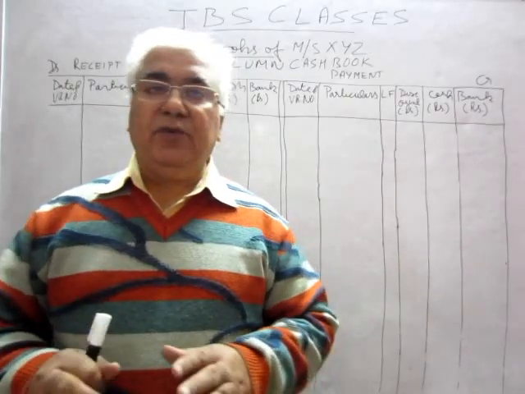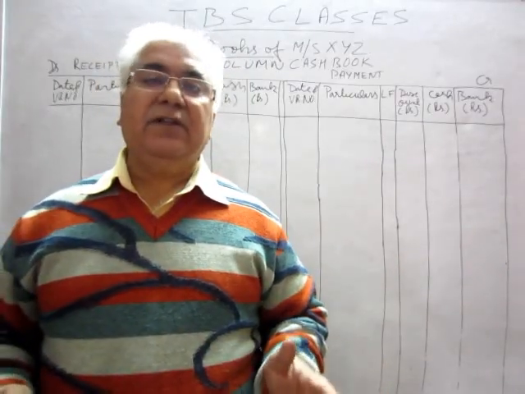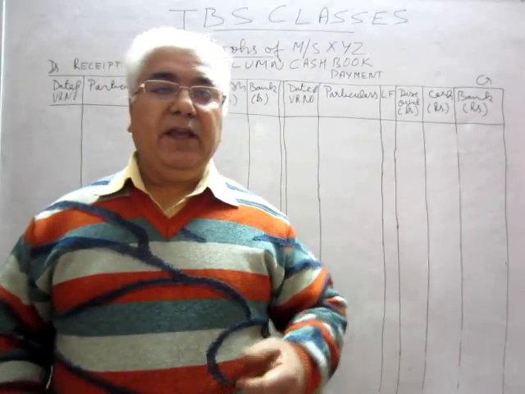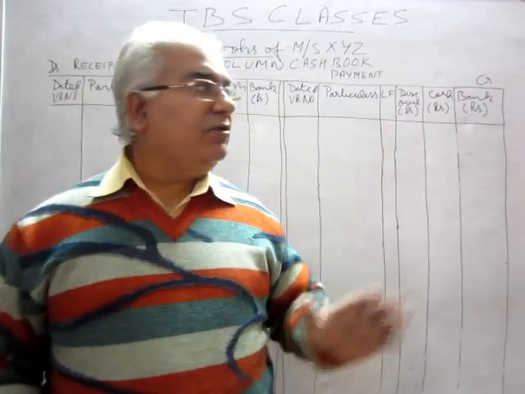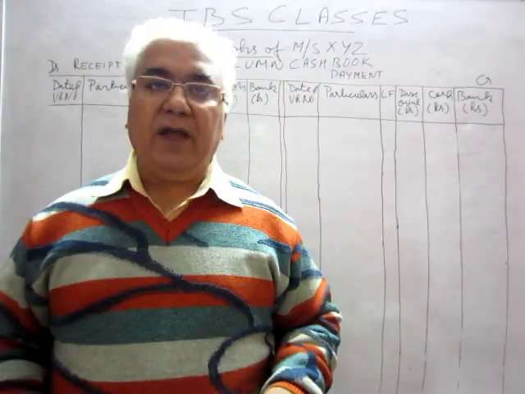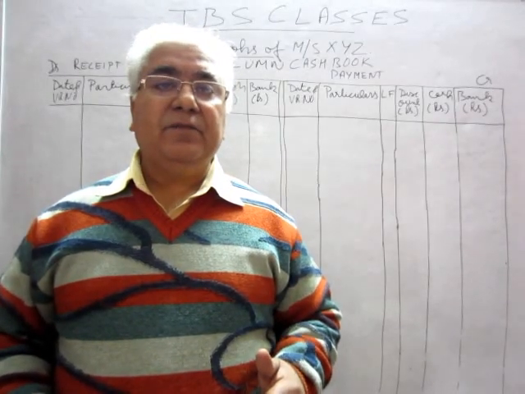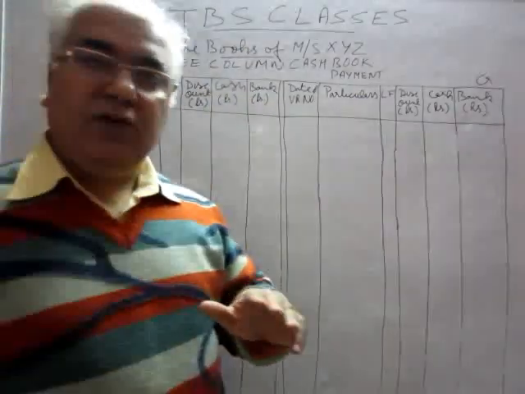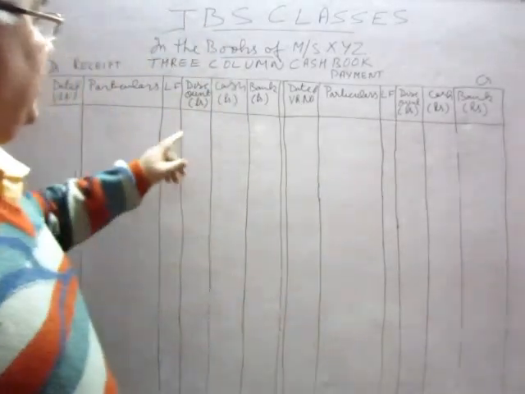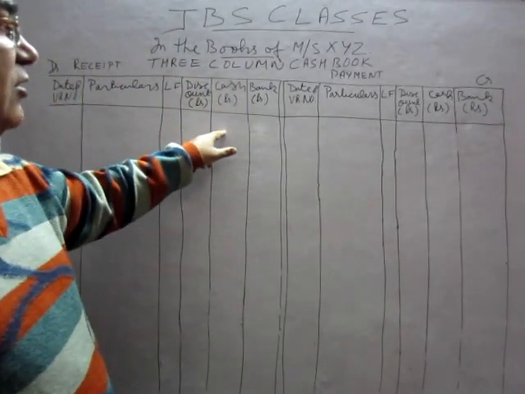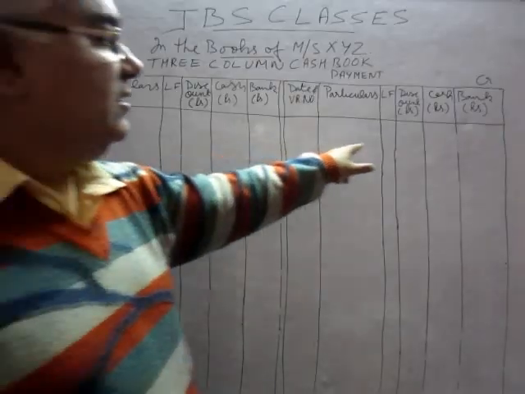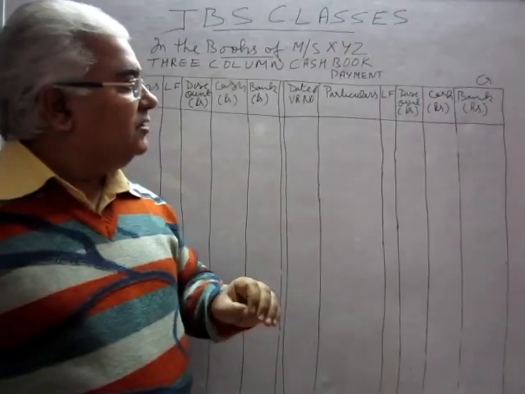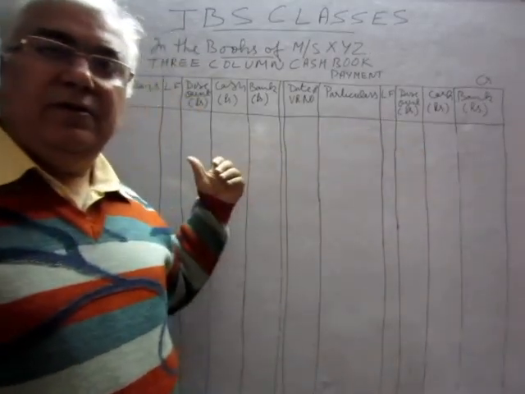Now, cash book is of three types: single column cash book, two column cash book, and three column cash book. In this lecture I will only explain the three column cash book. The reason is very simple: in the three column cash book there are three columns relating to discount, cash account, and bank account. Discount, cash, and bank. And in a single column cash book there is only the cash account.